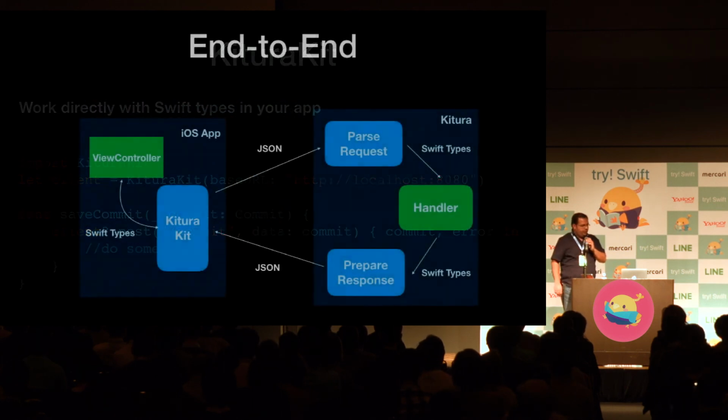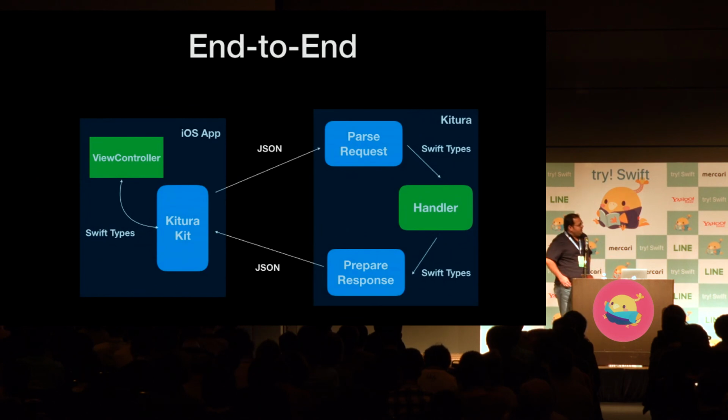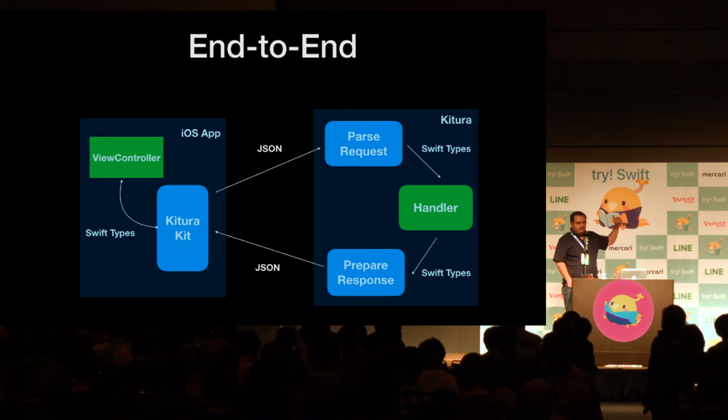So let's look at this end-to-end to make one last point. There are two worlds here: there's an iOS app and there is a Kitura app. I just want you to take a look at what is flowing between what components. Between the view controller and KituraKit, there are Swift types. On the Kitura side, between Kitura and the handler, again, there are Swift types flowing. The input to the handler is a Swift type. The output from a handler is typically a Swift type. And of course, between the app and the server side, there is JSON flowing.